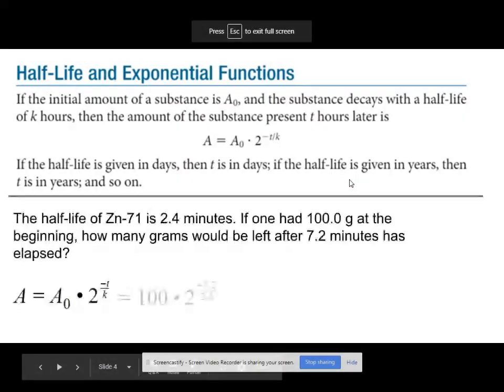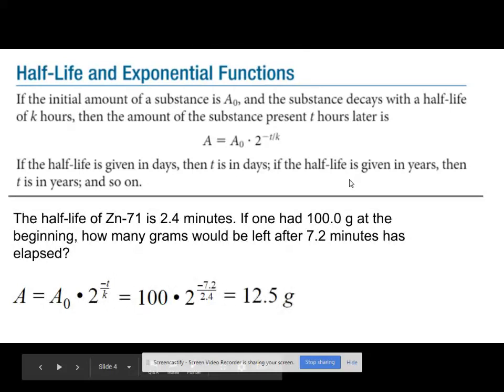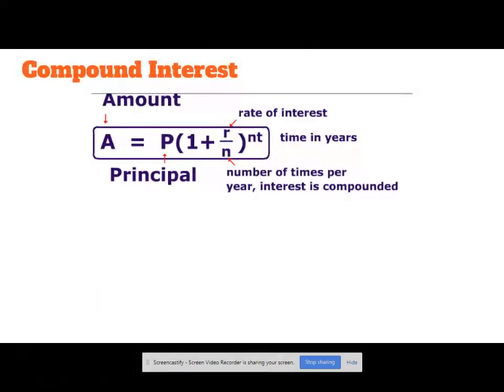And that would be the answer. So that's using that formula to find the answer, 12.5 grams. Compound interest. So I'm jumping to a very different topic now, money.